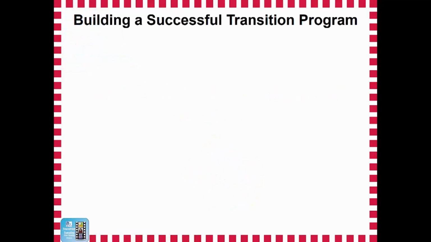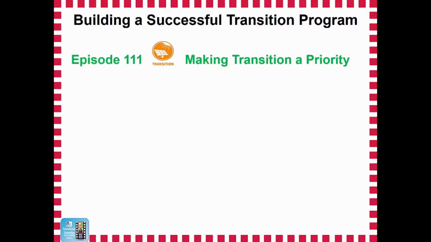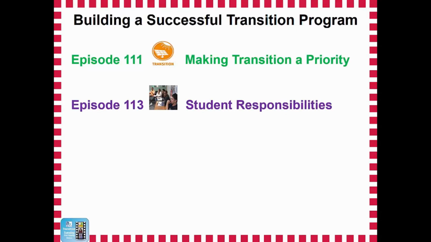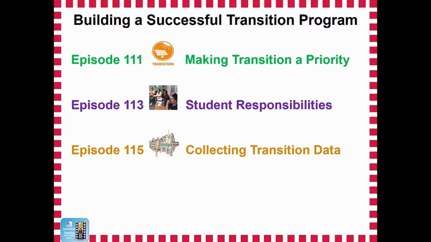Before we get started in discussing monitoring and reporting progress, let's recap the past episodes in Building a Successful Transition Program. In episode 111, we discussed the first thing needed to build a successful transition program is to make transition a priority by scheduling time for transition. Next, in episode 113, we discussed student responsibilities and how to get them to take ownership in their transition process. Then, in episode 115, we looked at many ways of collecting transition data.